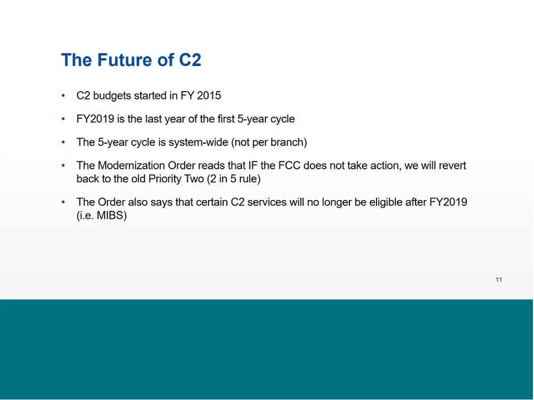That wasn't something that was really clear when we started this whole process, but it's a system-wide 5-year cycle. So even though the budget is not system-wide, it's per building, the 5-year cycle is system-wide. So if any of your branches received C2 in funding year 2015, then your 5 years started in 2015, and funding year 2019 is the last year of your 5-year cycle.